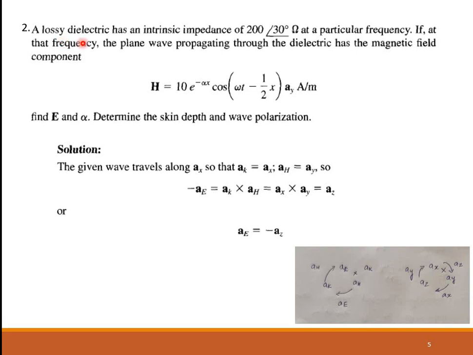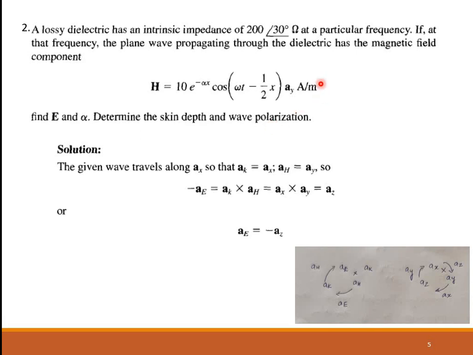Okay, so now let's read the question. The intrinsic impedance is given at a particular frequency. Now, at the same frequency, the plane wave propagating through the dielectric has the magnetic field component H. So in this problem, H is given. The magnetic field component is given. We are asked to determine the electric field component. In fact, we have to determine 4 parameters. We have to determine the expression for the electric field, the attenuation constant alpha, the skin depth, and the wave polarization.